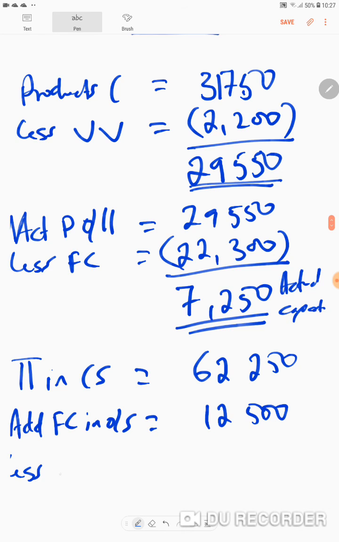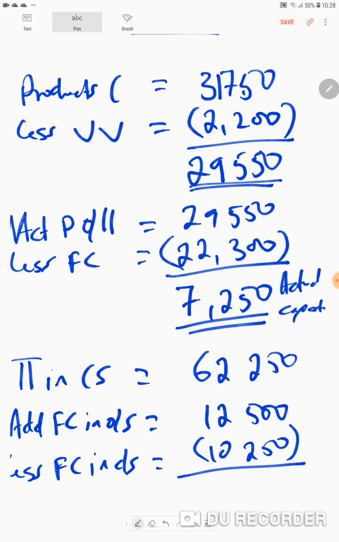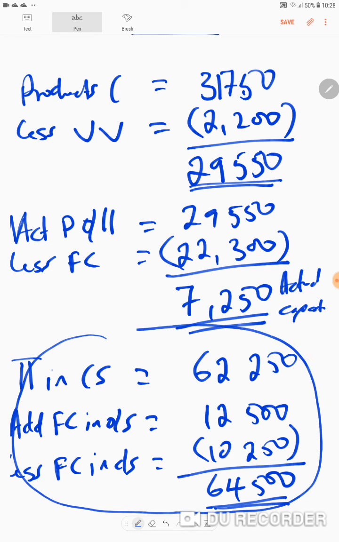Then we are going to less fixed costs in closing stock of 10,250. And once we do this, we should be able to get the profit that you calculated using the variable costing basis. I hope this is all making sense. So this reconciliation was supposed to be very, very short.